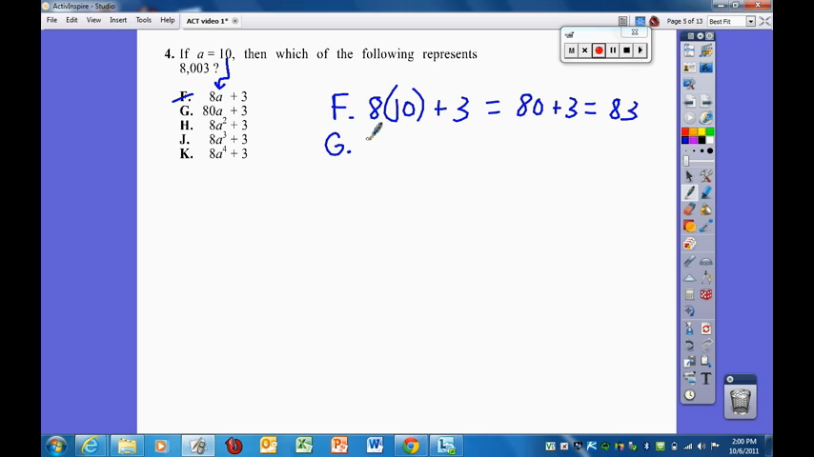Answer choice G. 80 times my A, which is 10, putting it in parentheses again, plus 3. All right, multiplication happens again first. That's 800, and then plus the 3. We end up with 803. Sorry, I wrote the correct answer there instead of 803. That's not what we want. We want 8003. All right, didn't work. Move to the next one.